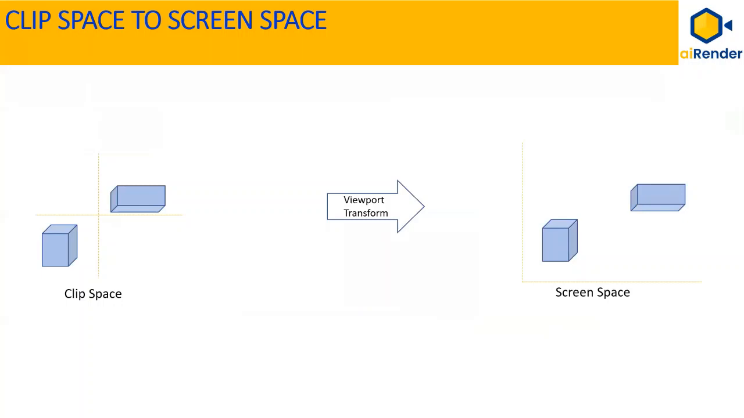Screen space converts clip space objects to pixels on the screen. The screen may be 1920 by 1080 for a laptop or 480 by 900 for a mobile phone. The pixels are the dots on the screen which light up the screen and which show the objects on the screen.